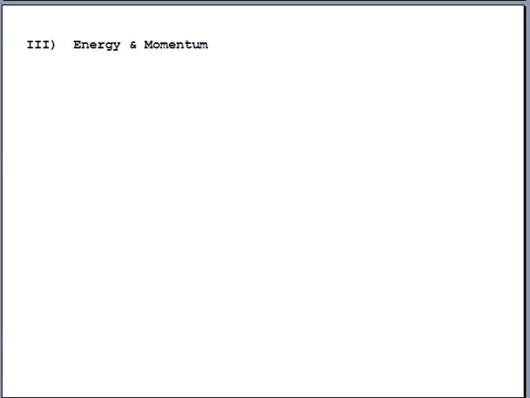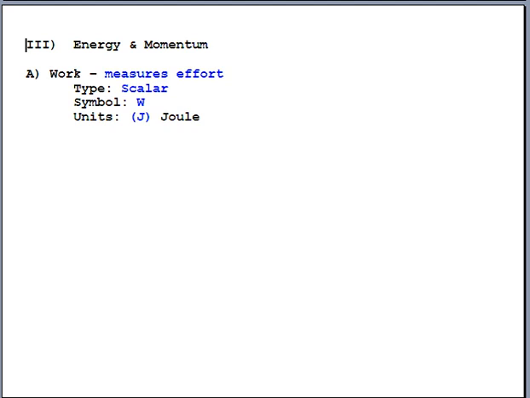Here we go, off into Chapter 3, all about energy and momentum. First topic is indeed all about work. And in physics, work is just the quantity we use to measure the effort that is put into some sort of task. Some things I can tell you about work. It's a scalar. It is not a vector. We will not be putting north, south, east, or west onto the ends of our answers when we go to calculate the work. The abbreviation for the quantity is just a capital W. And the units are joules, named after Joule, so it's a capital J.